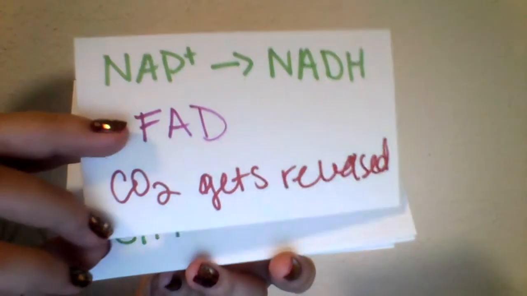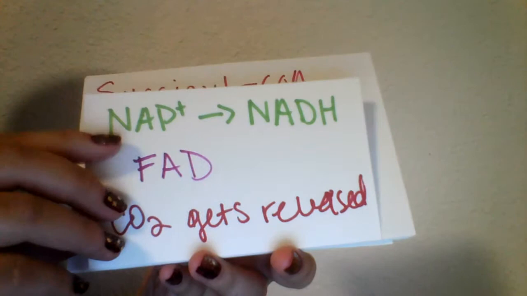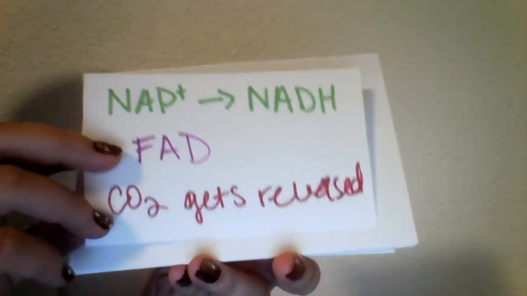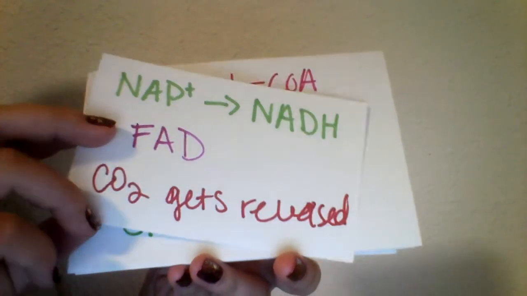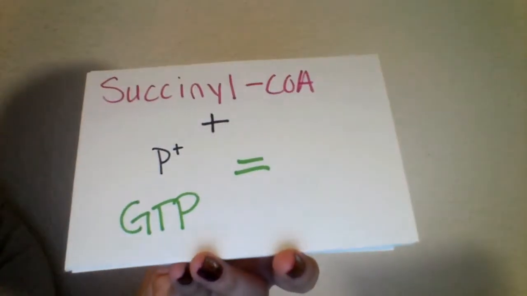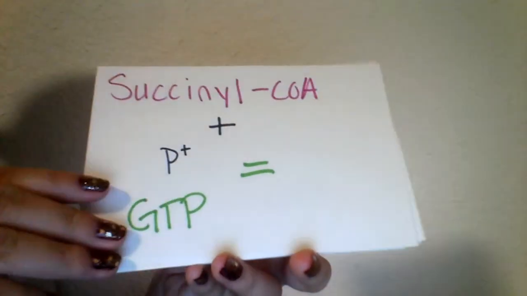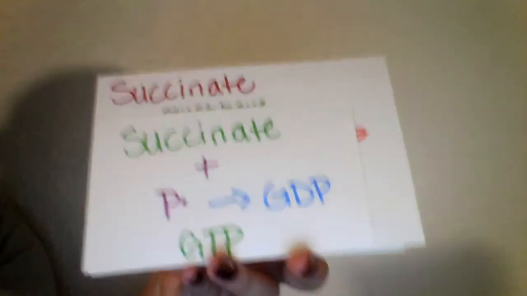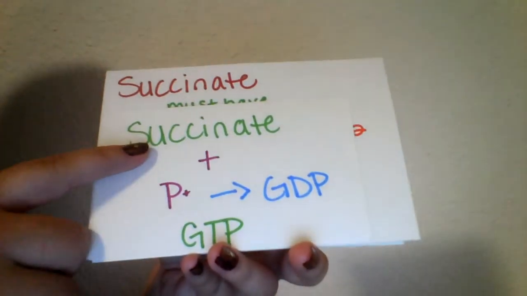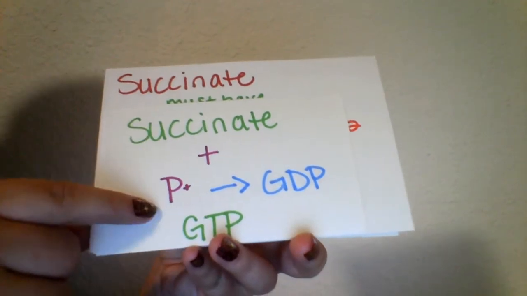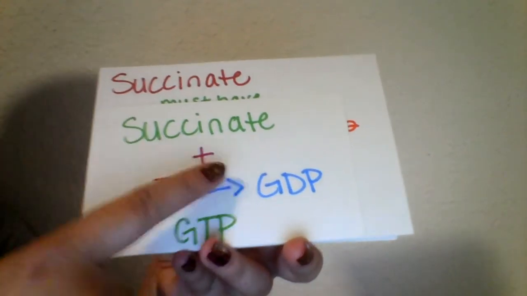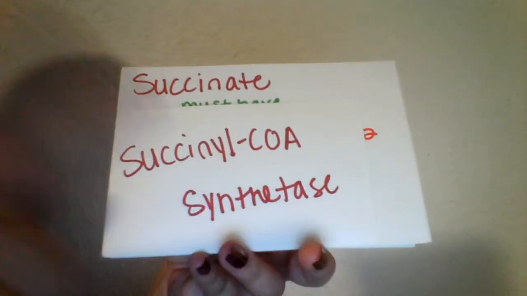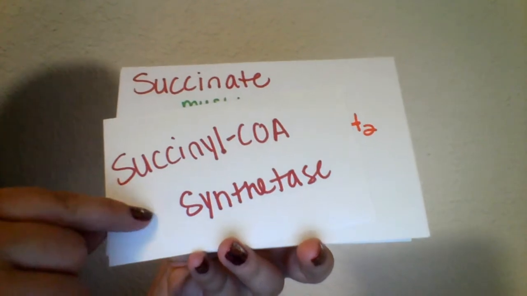For this next step, you need several coenzymes, which include NAD+ and FAD. The NAD+ gets reduced into NADH, and carbon dioxide gets released, as well as succinyl-CoA, which gains a phosphate for GTP. For that GTP, succinate, or succinic acid, gains that phosphate group from GDP in order to create GTP. This is all catalyzed by succinyl-CoA synthetase.